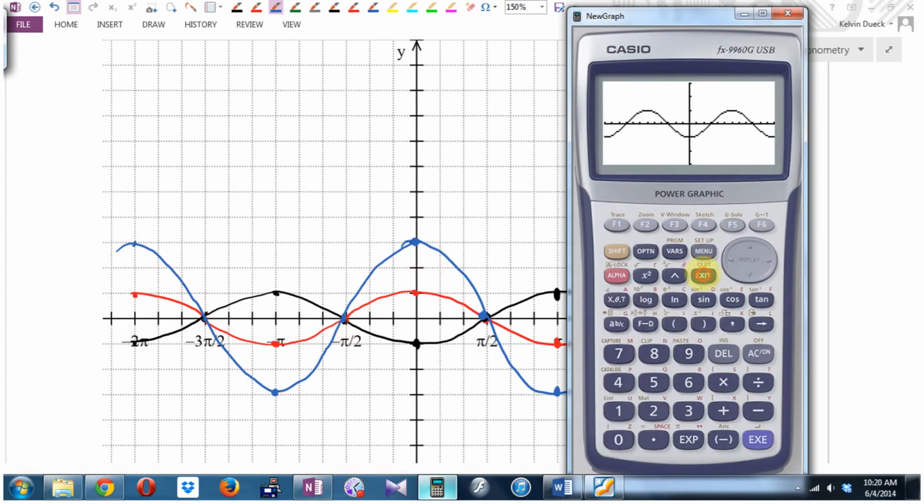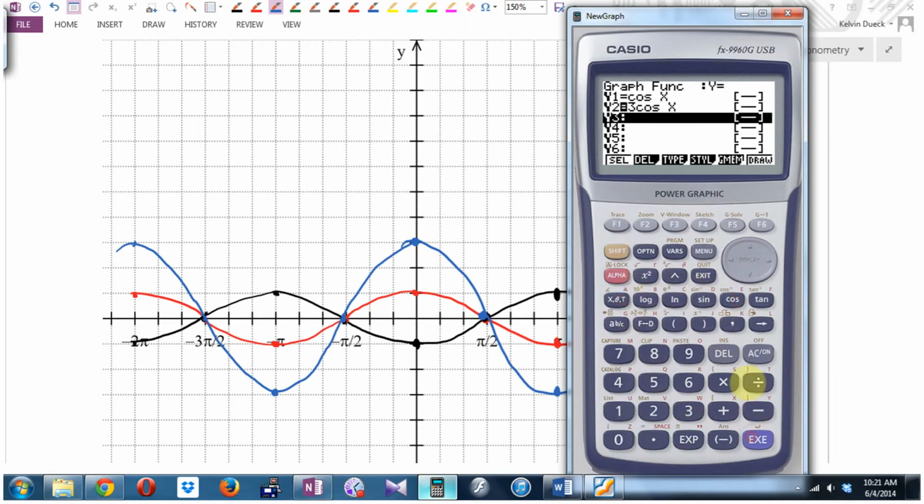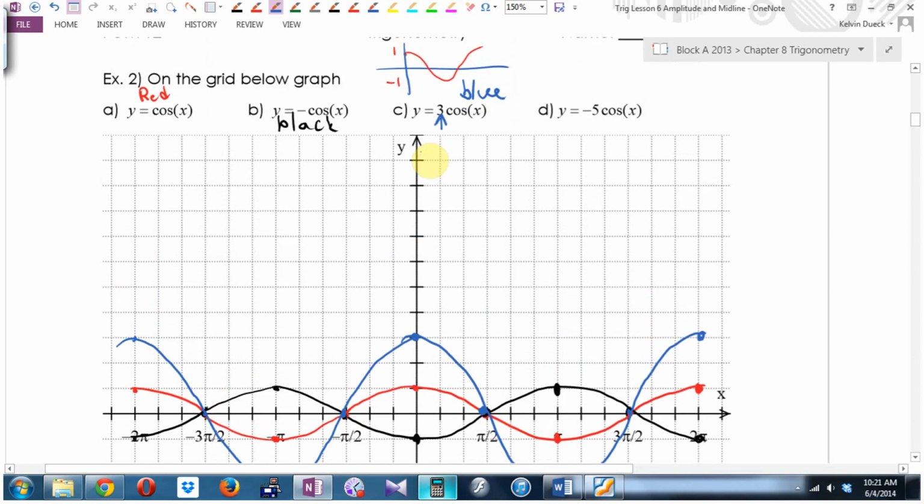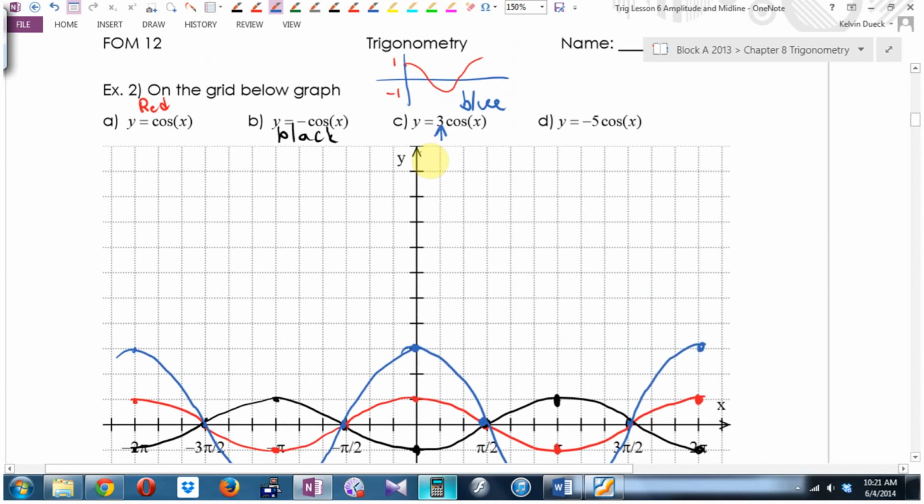Just to convince you. There you go. Up 3, down 3, up 3, down 3. The amplitude is 3. What do you think D is going to look like? What will that negative do? So instead of starting up 1, it's going to start down 1. What will that 5 do? Instead of starting down 1, it's going to start down 5.